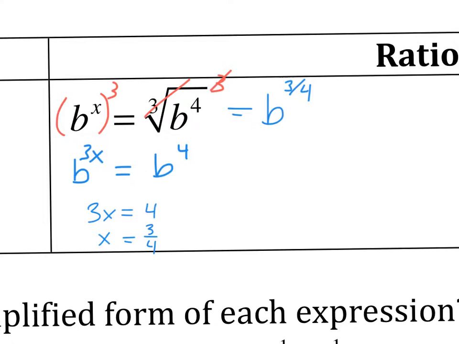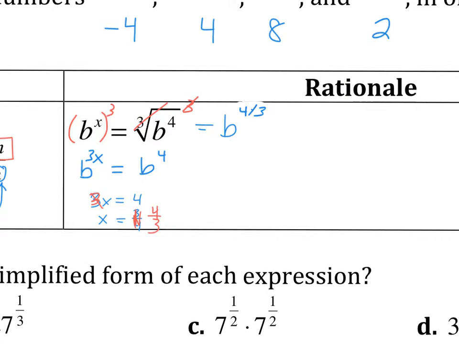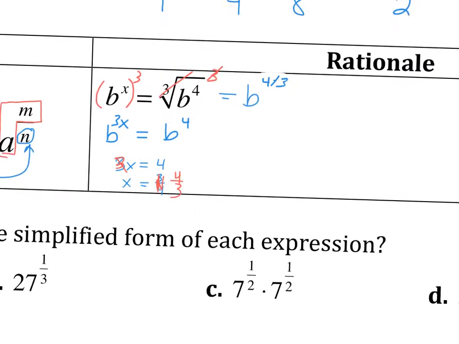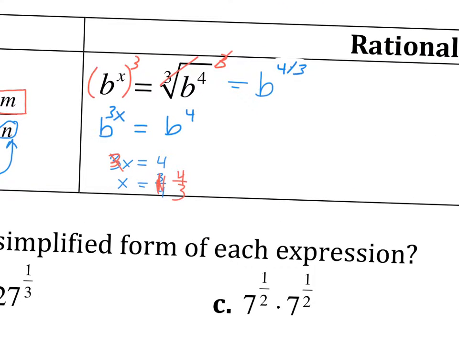What's my mistake? Thank you. Good. It should be 3 downstairs. That one should be a 4/3. Good. So let me clean that up there. So it's actually 4/3. So notice that 3 right there becomes the denominator, and the b to the 4 is still b to the 4.